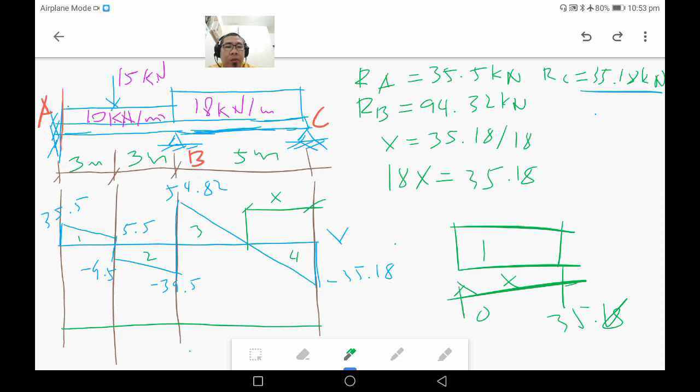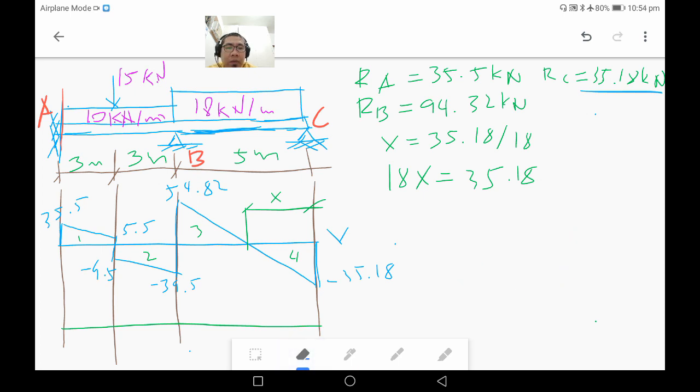Okay, so the value of X is 35.18 divided by 18, which is 1.95 meter. And 5 minus 1.95, that is 3.05 meters. Okay, so kung meron na siyang mga values, pwede natin ma-solve yung area.